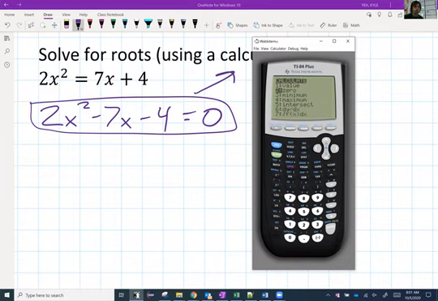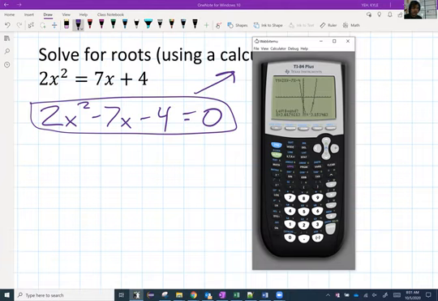You remember I said roots go by many names: roots, solutions, x-intercepts, or zeros. So I'm going to select calculate the 0 for me. And then, sort of like when we were figuring out where 2 lines intersect, we need to give the calculator a little bit of information.